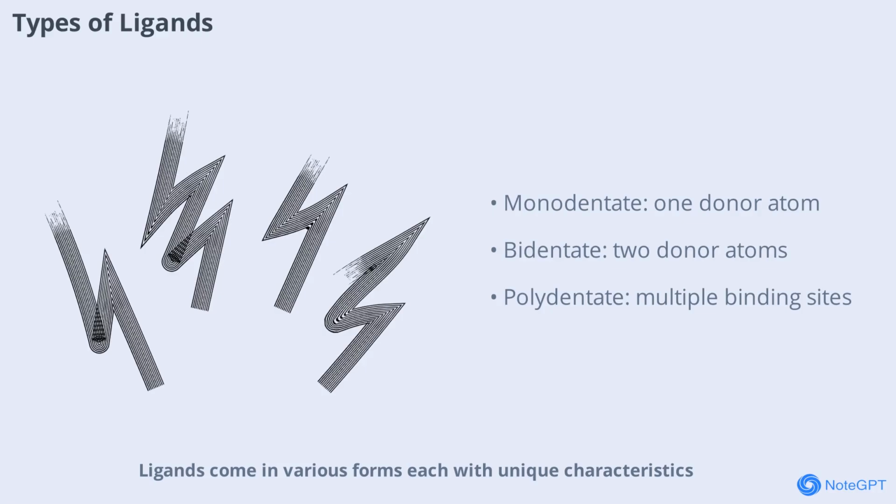Ligands come in various forms, each with unique characteristics. Monodentate ligands attach to the central metal through a single donor atom, like water or chloride. Bidentate ligands use two donor atoms to bind, such as ethylenediamine. There are also polydentate ligands, which can attach at multiple points, forming more stable complexes. The diversity of ligands allows for a wide range of coordination compounds with different properties and applications.